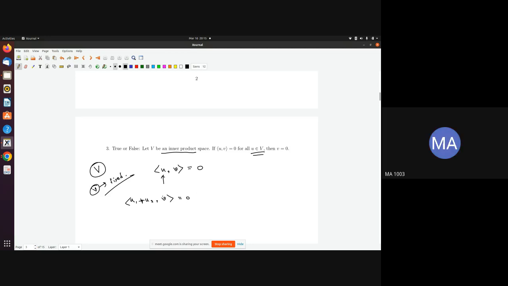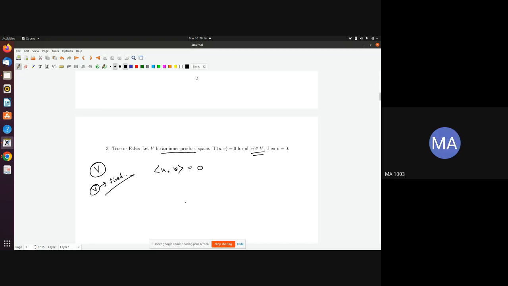You are saying if v is 0, then this is 0. My question is, if this is 0, then prove v is 0. You are doing the opposite one, which is obvious. You understand what mistake you are making? You are choosing this as 0 and taking the inner product with any vector, that will be 0. That is fine, but I am asking for the opposite one.